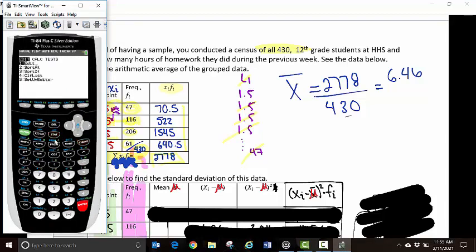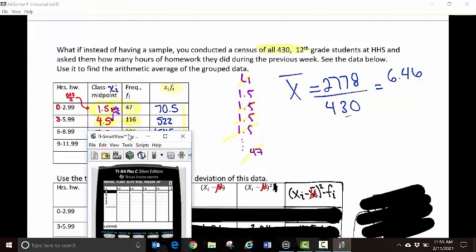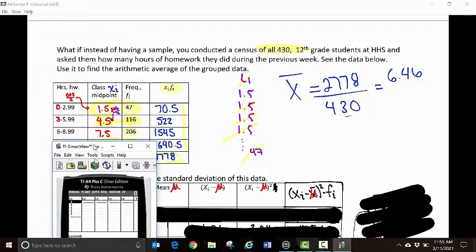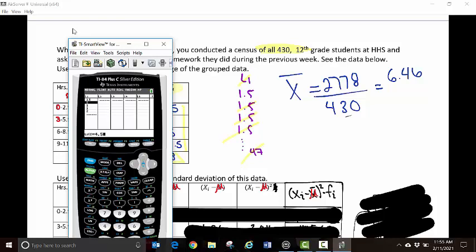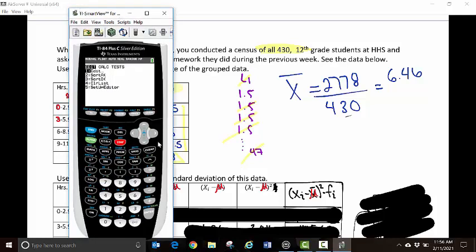Stat, edit. I don't know all the data, so I'm going to let all of these be my data points. 1.5 hours, 4.5 hours, 7.5 hours, 10.5 hours of homework. And then I'm going to say, well, this happened 47 times, 116 times, 206 times, 61 times. And then you could do the same thing, stat, calculate, one variable stats. Still, the only thing that's varying is the amount of homework the kids are doing.